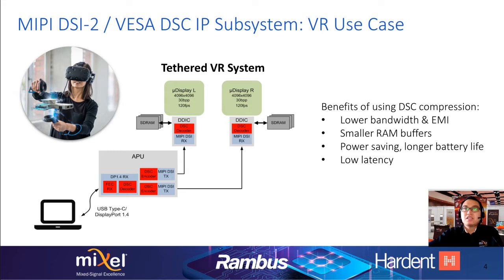In our demo, DSC allowed us to lower the DSI link rate down to 0.5 gigabits per second, which greatly reduced the power and EMI, while achieving the maximum frame rate of 90 Hz that the display can support.